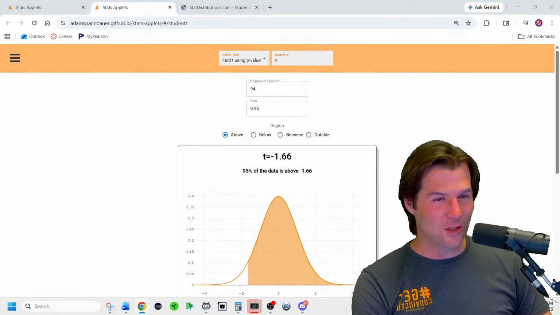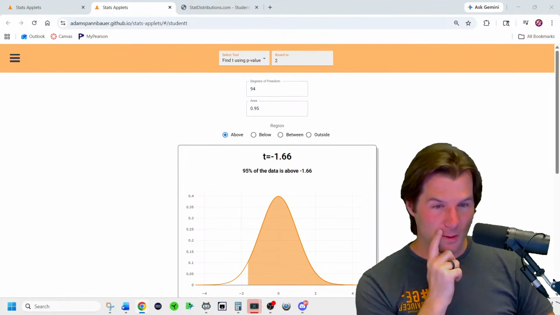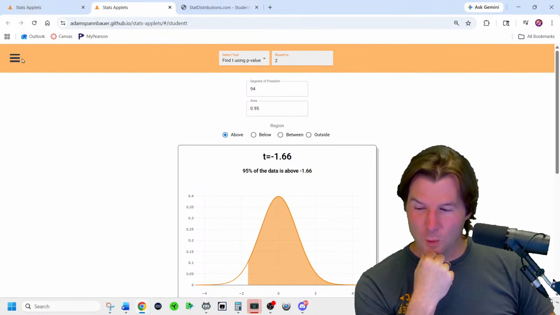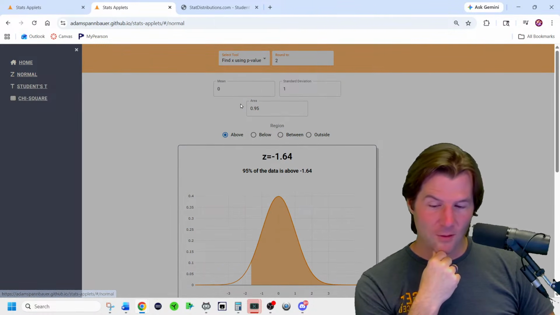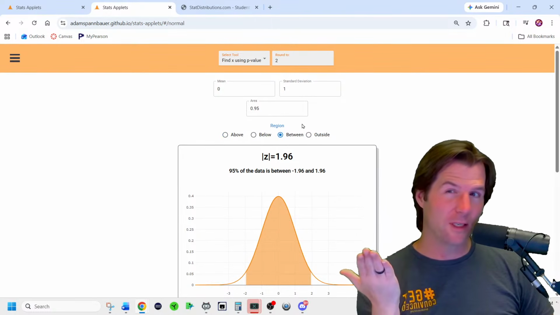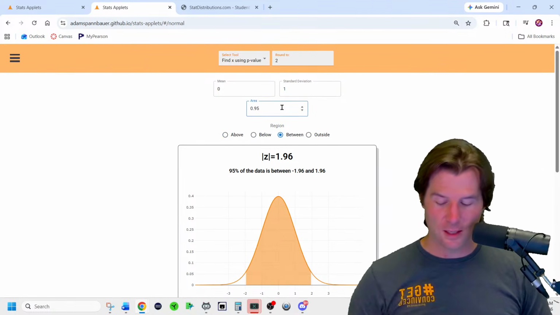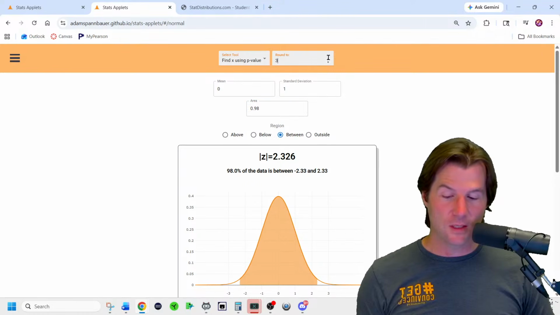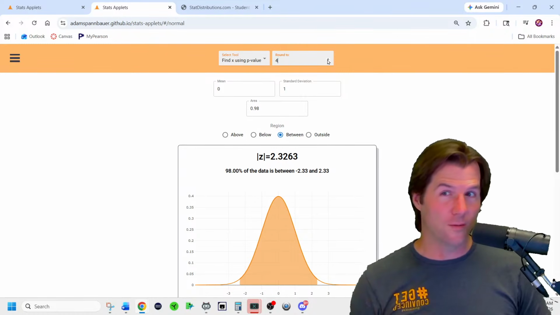Does the Z star say based on confidence level? You said the Z star is based on confidence level. True. So when you're doing the Z star, if you're doing like a 95% confidence, it's 1.96. And then if you're doing 98, it's 2.3263. So the Z and the T star are both based on how confident you are.